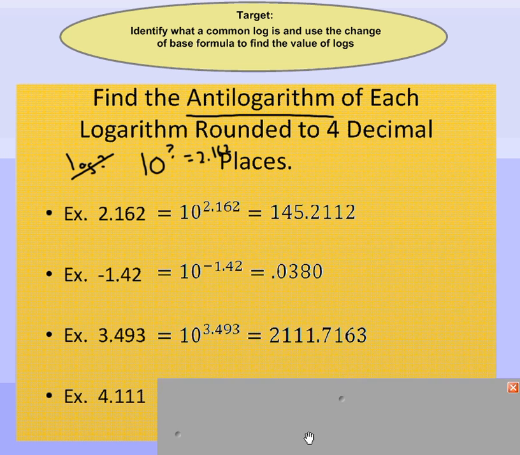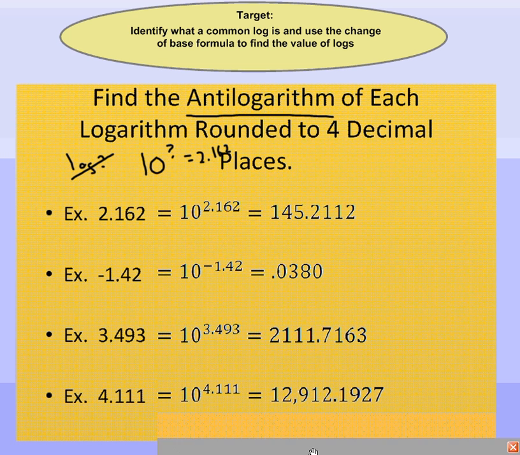Same with the rest. You'll see all the rest now. In each case, if I want to find the anti-logarithm of that number, I put in 10 to that power and get that value out.